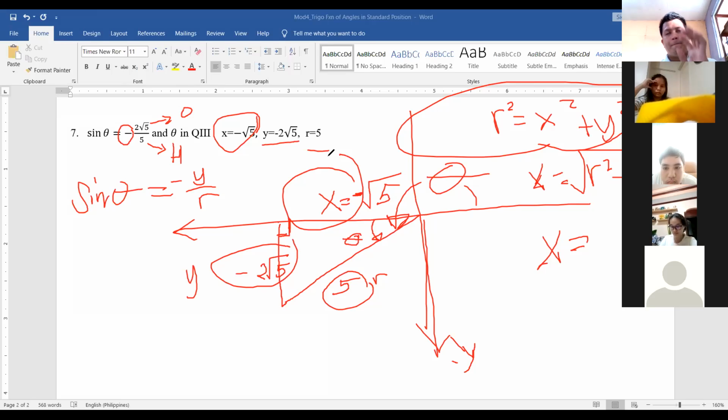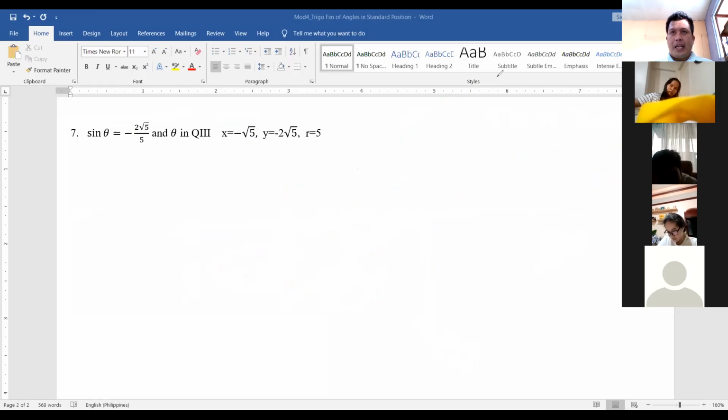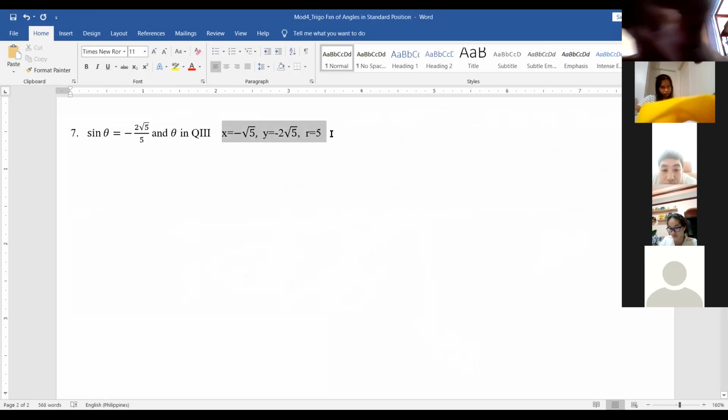Question before we proceed. Sir, how did you get negative square root of 5 again, sir? Negative square root of 5. Raise. Drawing ko na kung tarong ha.